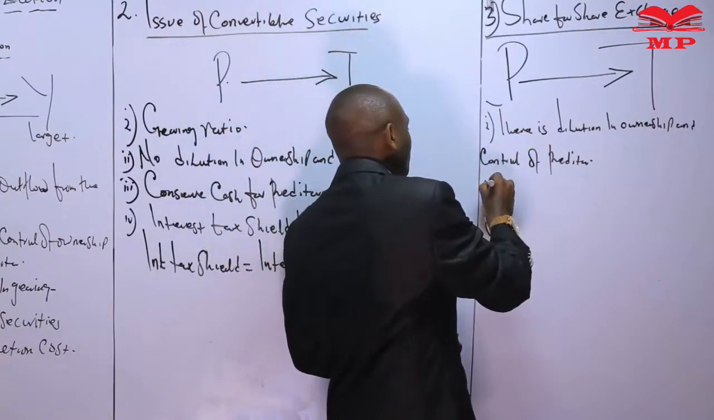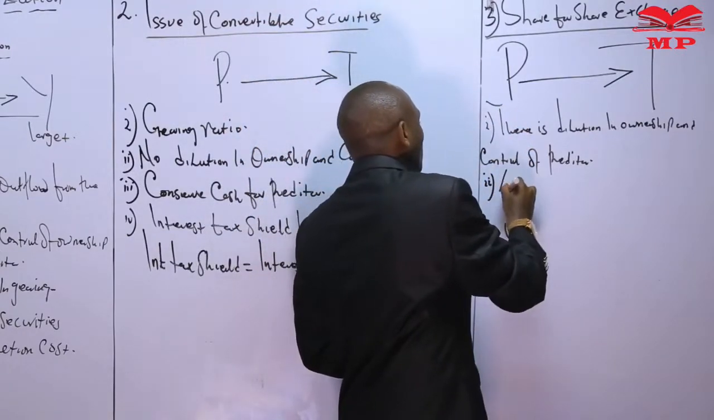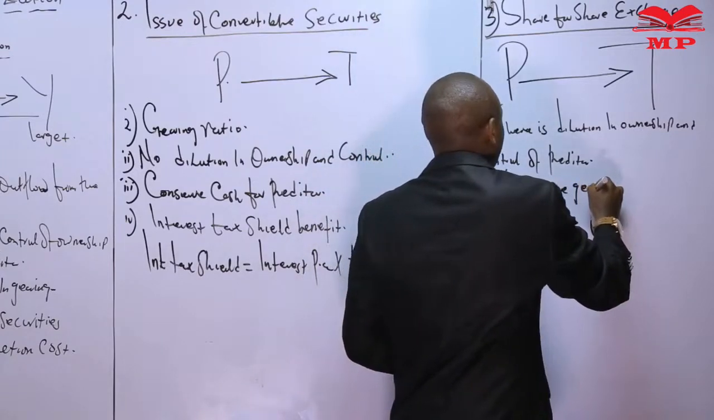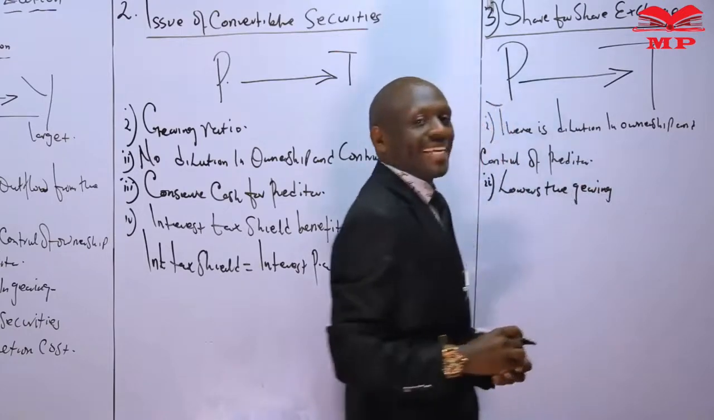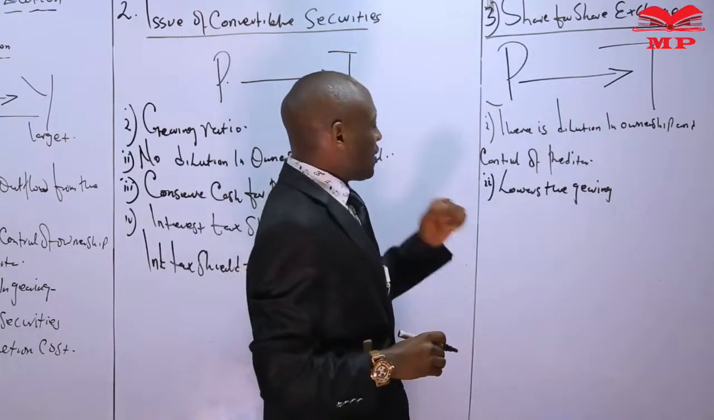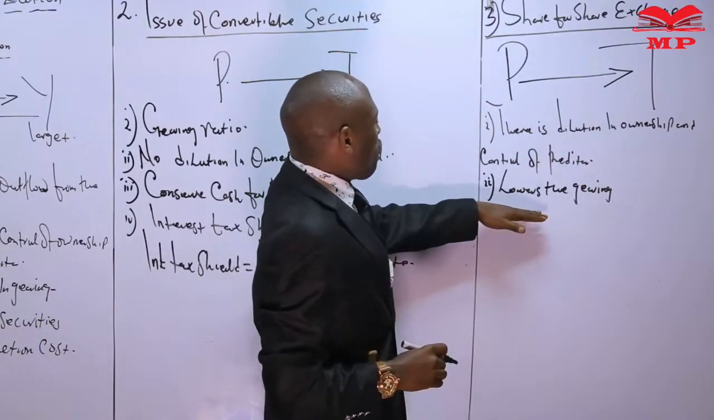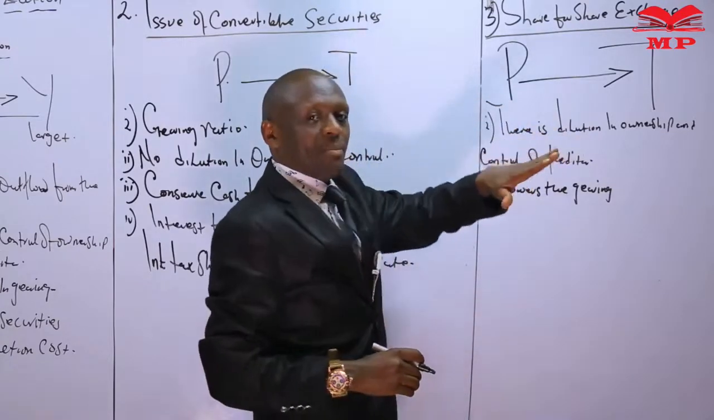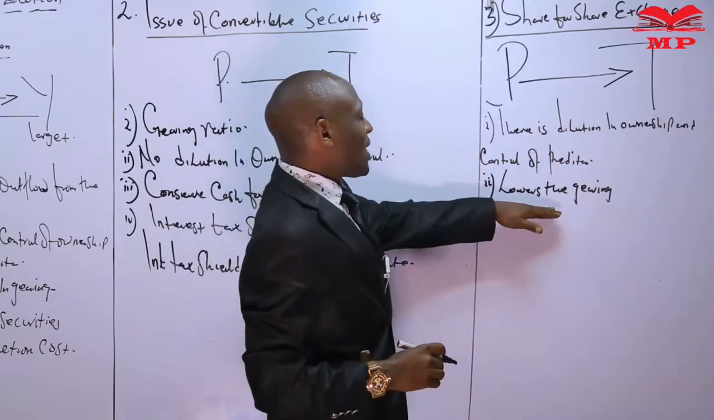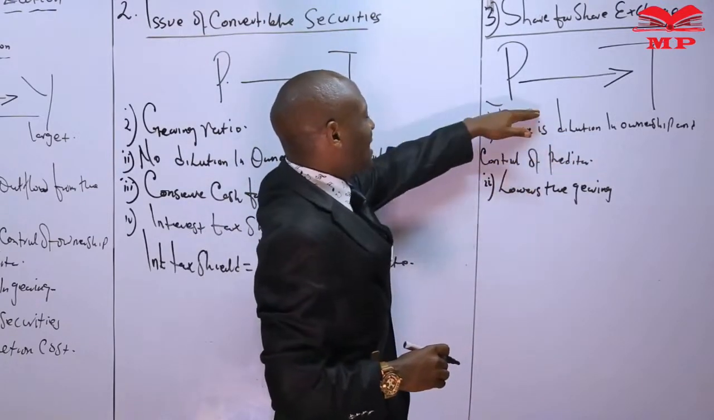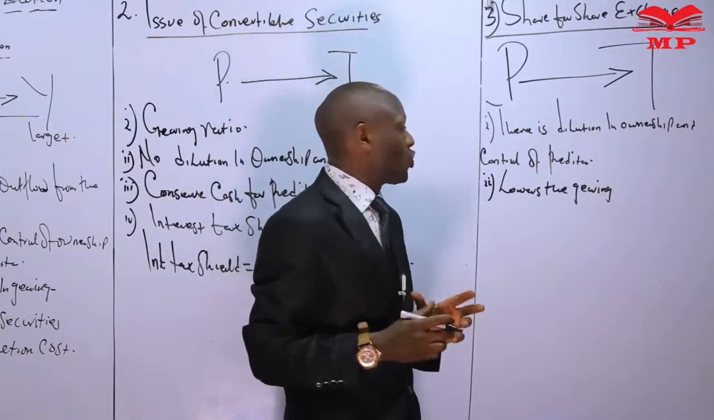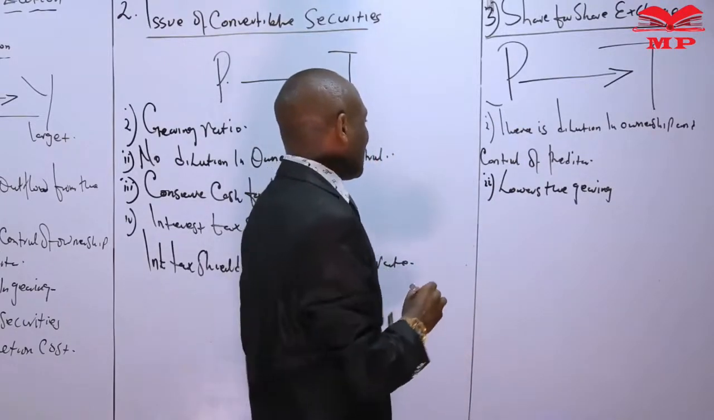Number two is that it lowers the gearing. It lowers the gearing ratio. That means the amount of equity in the predator increases with the debt remaining constant. So it lowers the gearing ratio in the predator entity. At the same time, it reduces the financial risk in the predator entity.